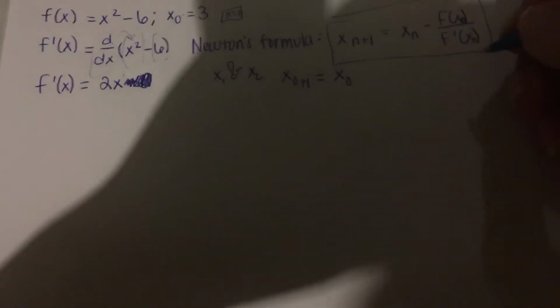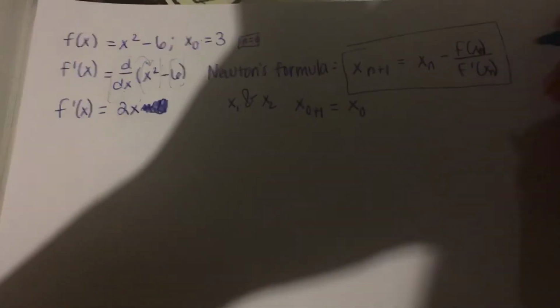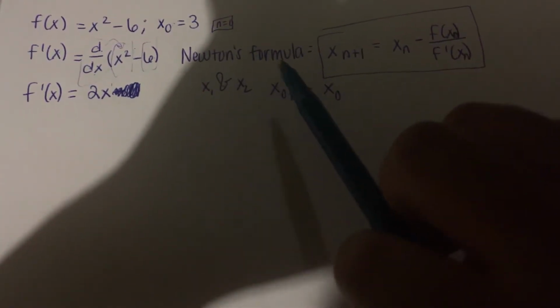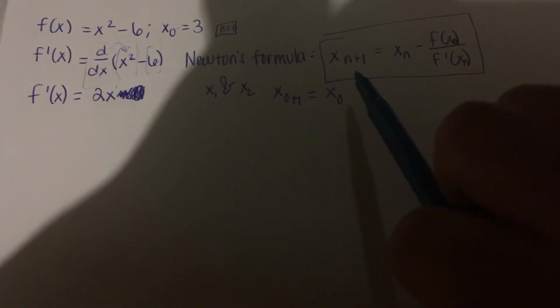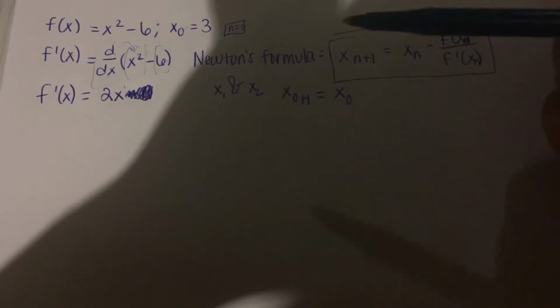This is why you write in pencil and not in pen. Newton's method, Newton's formula is right over here. It is in your book. It's on page 258. Hopefully that'll help you.